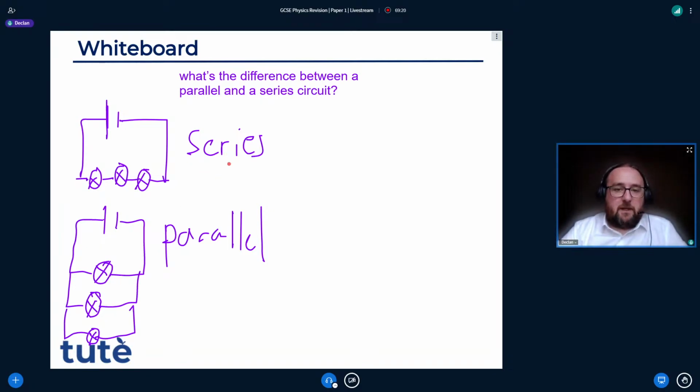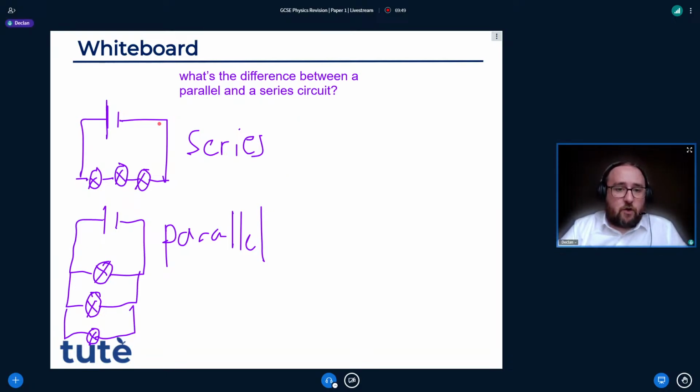So the difference between them: in a series circuit, if one of these components breaks, all of them will go out. If we take one bulb out of that circuit, leave a gap, all 3 will go out. In the parallel circuit, if one breaks, the other 2 will stay on. So these are like the light bulbs in your house. The series circuit is like the old school fairy lights you might have had, where if one went out, they all went out, and you had to go around testing every one.